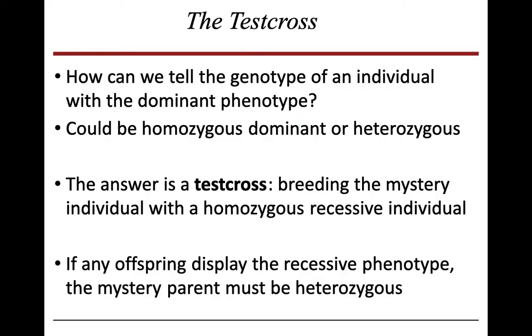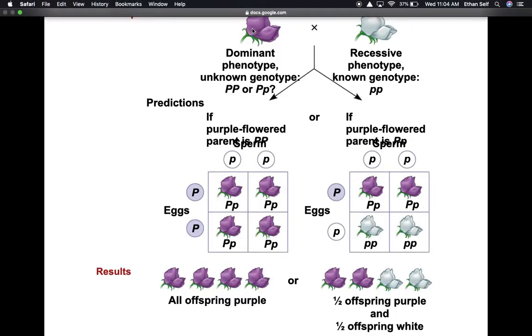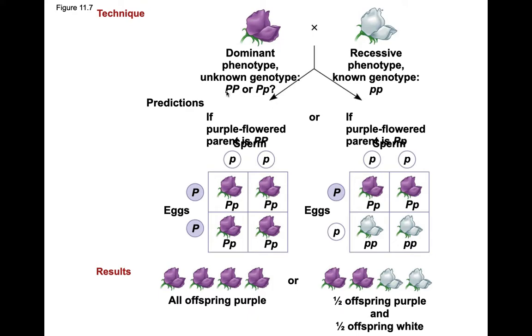Now, we can use a test cross to understand the unknown genotype of an organism by breeding it with a true-breeding recessive. That will allow us to understand the parental genotype of an individual. So if we test cross an individual that's homozygous dominant with a homozygous recessive, we would expect to see, based off of independent assortment of the alleles and complete dominance, 100% purple.